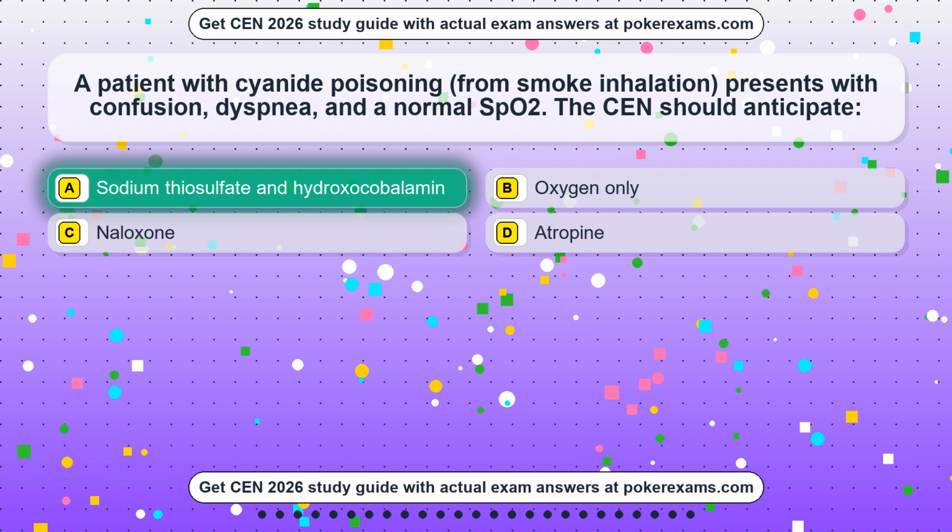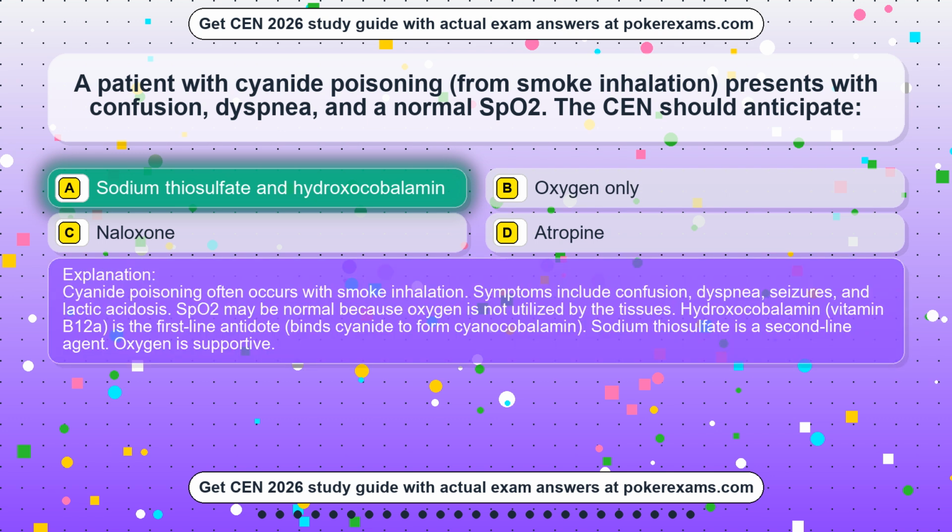sodium thiosulfate and hydroxycobalamin. Cyanide poisoning often occurs with smoke inhalation. Symptoms include confusion, dyspnea, seizures, and lactic acidosis. SpO2 may be normal because oxygen is not utilized by the tissues. Hydroxycobalamin, vitamin B12a, is the first-line antidote, binds cyanide to form cyanocobalamin. Sodium thiosulfate is a second-line agent. Oxygen is supportive.